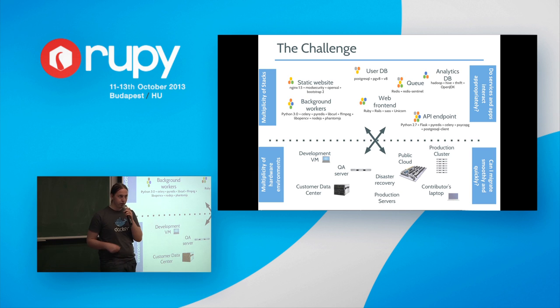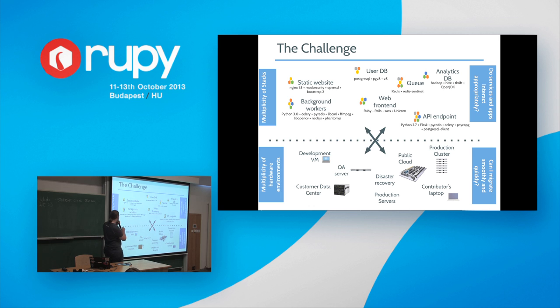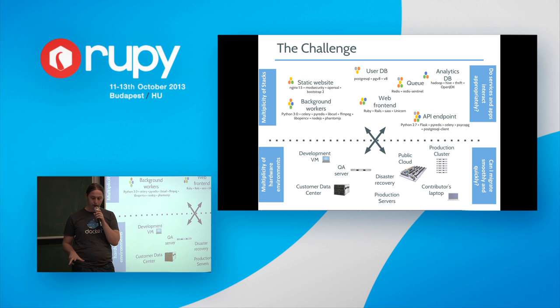So if you're developing an application that's available on the web, that's cloud ready, et cetera, your stack may start to look something like this. You have a static website, your background workers, your user DB, your worker queue, your web front end, your API, and that's a lot of stacks, a lot of technologies, and all these have to work together.